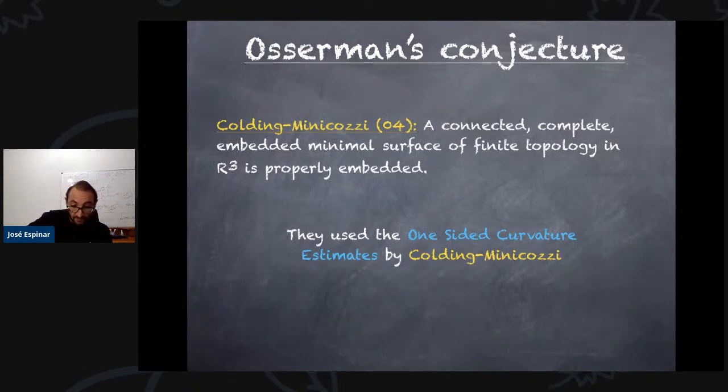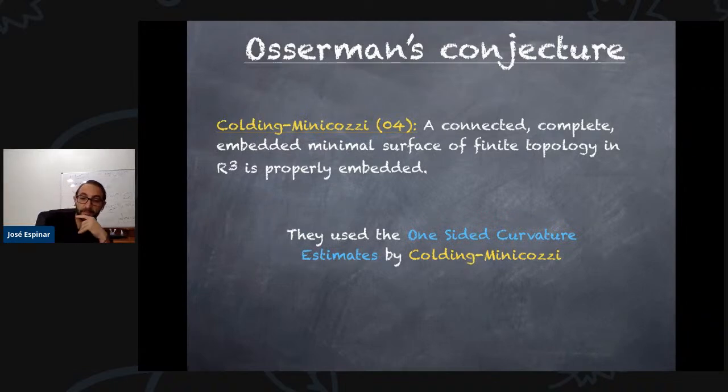So this question was settled thanks to the work of Colding and Minicozzi and this amazing one-sided curvature estimate that I don't understand, but it's a very difficult theorem in geometric analysis of minimal surfaces. With this, they were able to prove that if you have a connected, complete embedded minimal surface of finite topology, it has to be proper. So complete and embedded with finite topology implies proper.